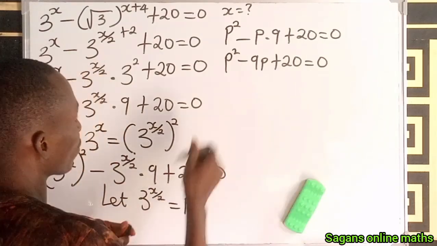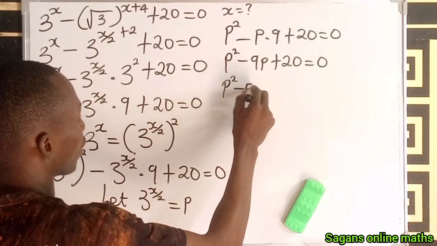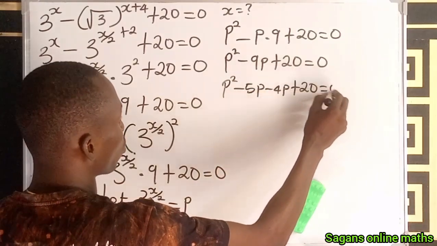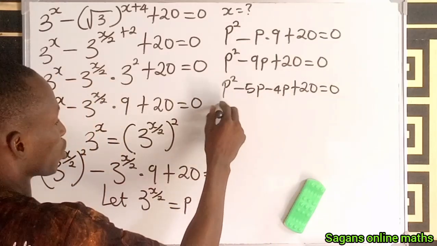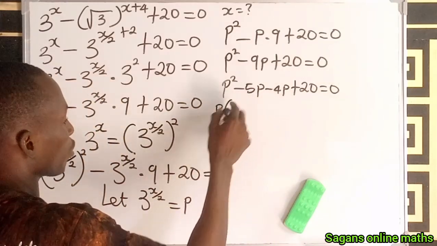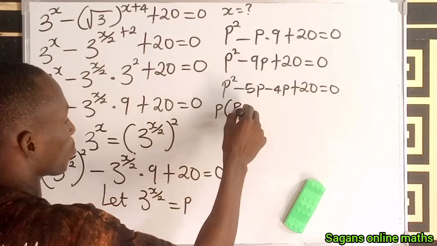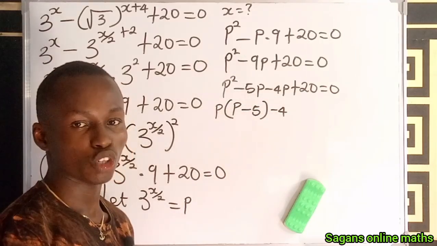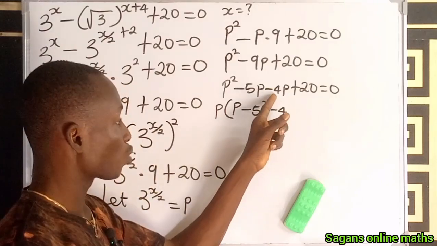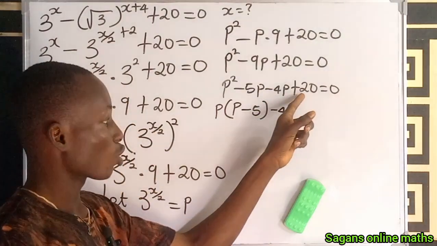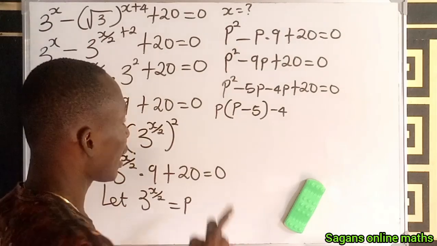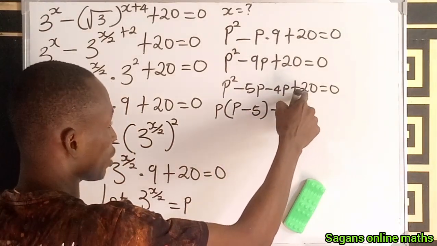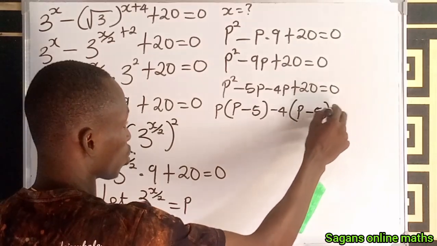So let me remove this from here quickly. Now here I'm going to have p squared, minus 5p, minus 4p, then plus 20, everything is equal to 0. From here, what is common? p is common: p squared divided by p gives us p, minus 5p divided by p gives us minus 5, right? Now what is common here? Minus 4 is common. It's common because minus 4 goes into minus 4p with no remainder, and minus 4 goes into 20 with no remainder, right? Now minus 4p divided by minus 4 gives us p, and 20 divided by minus 4 gives us minus 5. Everything is equal to 0.